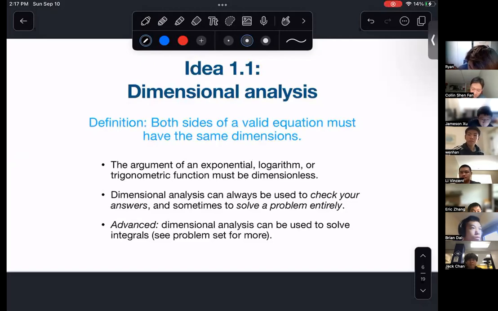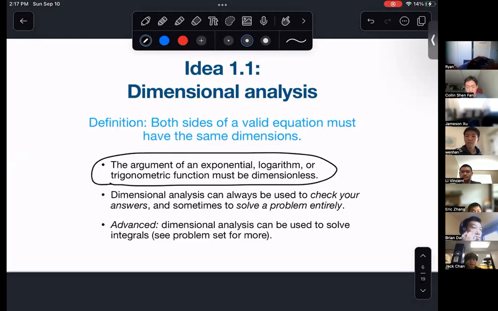And there are some other ideas that we can come out of this, which is the argument of an exponential, logarithm, or trigonometric function must be dimensionless. So what does this mean? Well, if you guys know about trigonometric functions, like sine of x, there is no meaning to having a dimension in x.